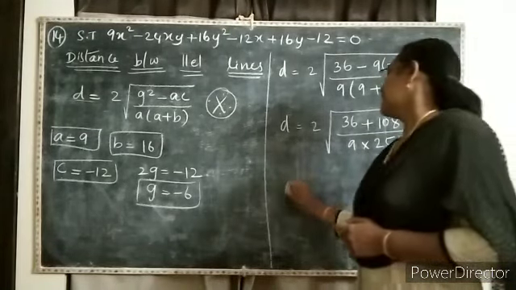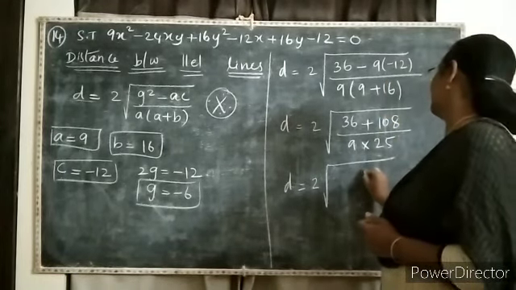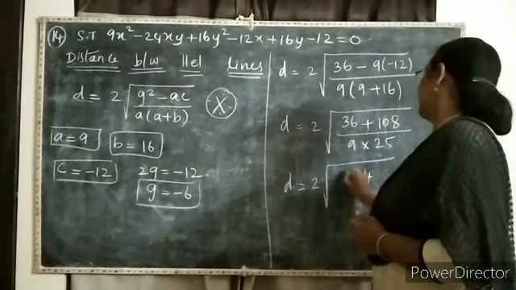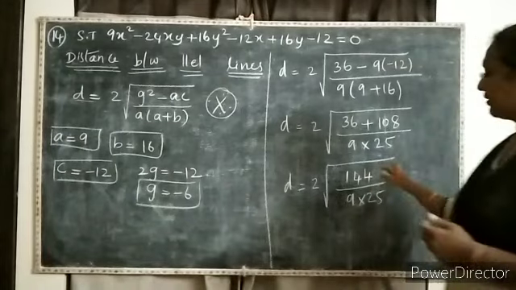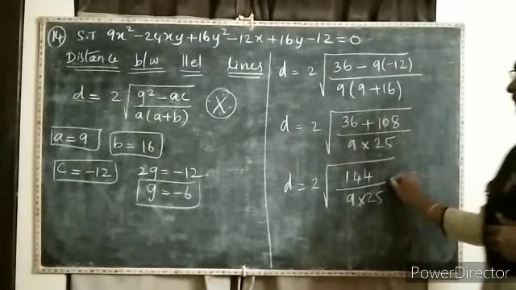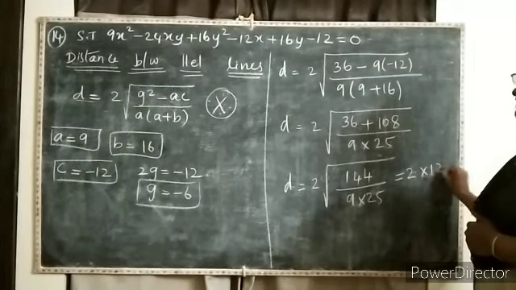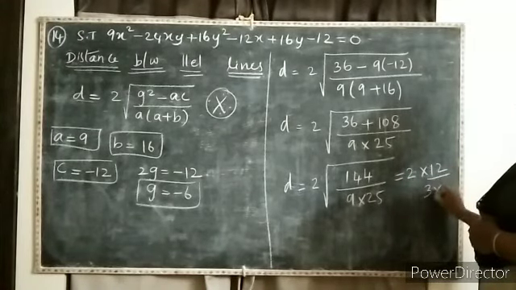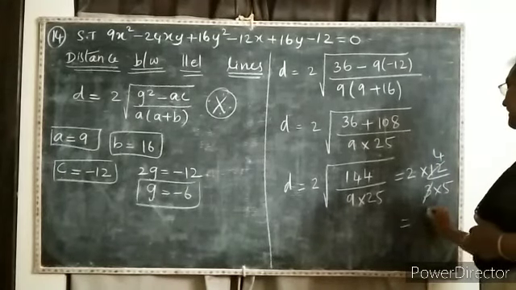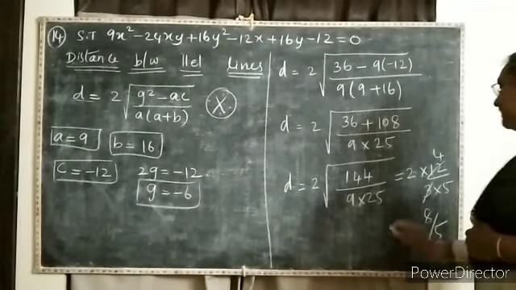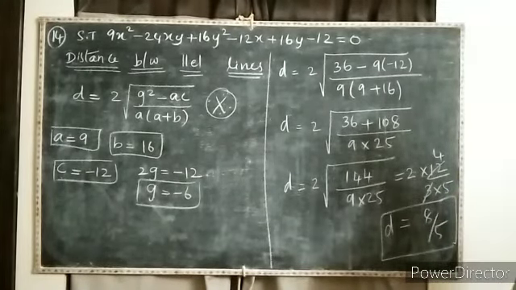Is it clear? Now d is 2 into the square root of (36 + 108), which is 144, divided by 9 into 25. Let it be as it is because we are going to take the square root. The square root of 144 is 12, divided by 3 into 5. Three ones are... four times, so the answer is 8 divided by 5. So d, the distance between the two parallel lines, is 8/5.